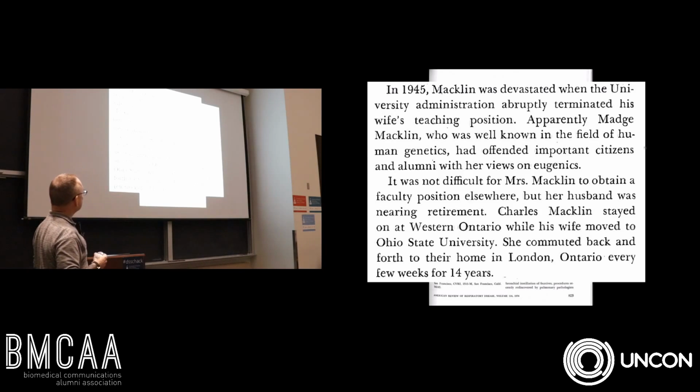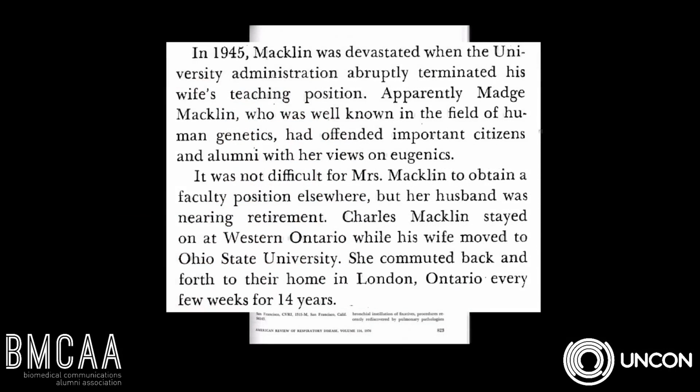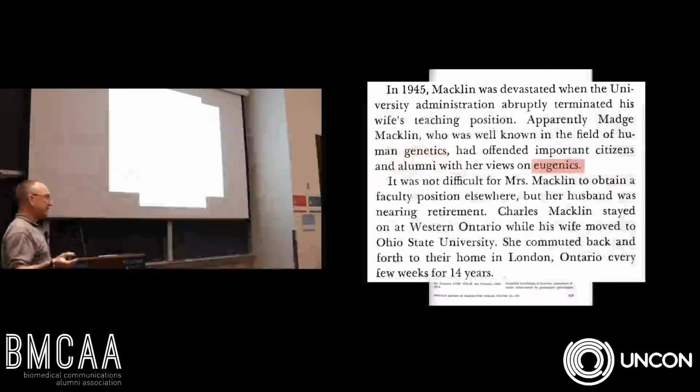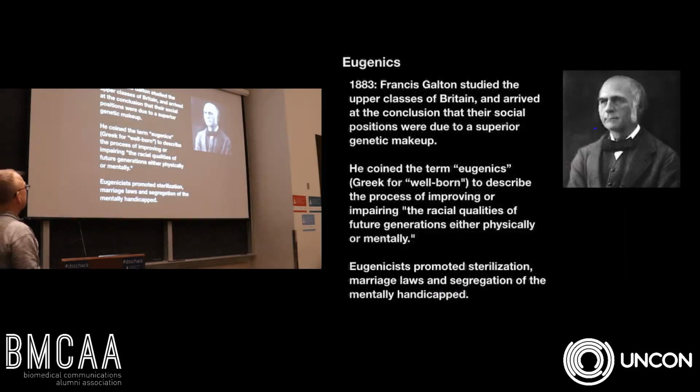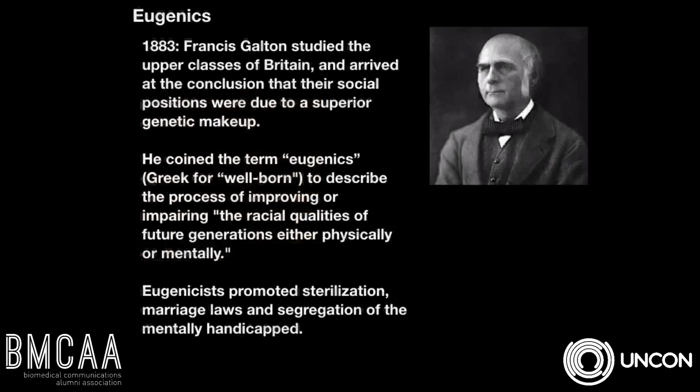Apparently, Madge Macklin, who was well known in the field of human genetics, had offended important citizens and alumni with her view on eugenics. So I don't know if that word means anything to you, or what you understand eugenics to be. And you don't hear it talked about very much, because it is a philosophy that has been discredited. The word eugenics was coined by Francis Galton, who was actually a nephew of Darwin. And he had studied the British elite and determined that they were the best, the cream of the crop because they were genetically superior.